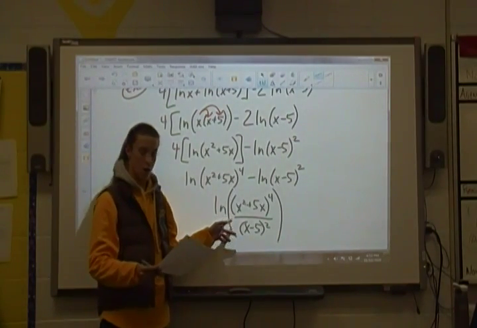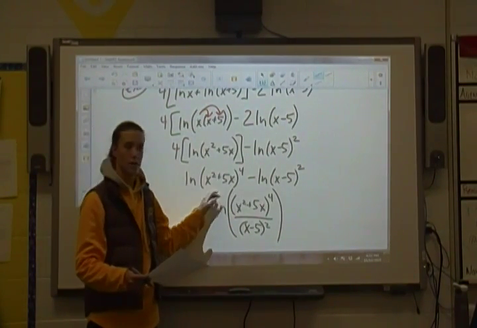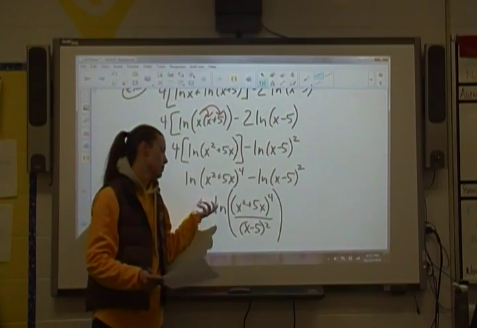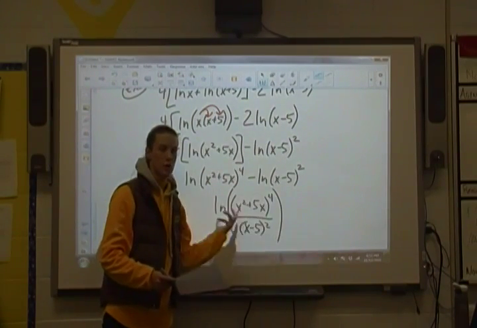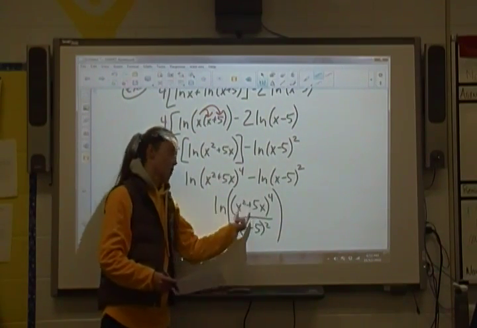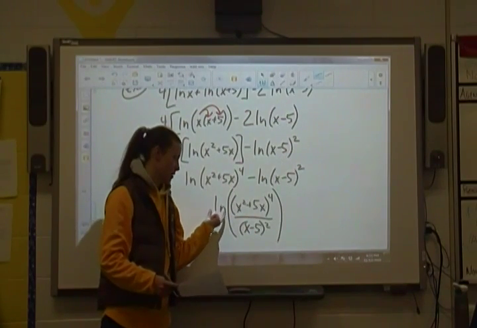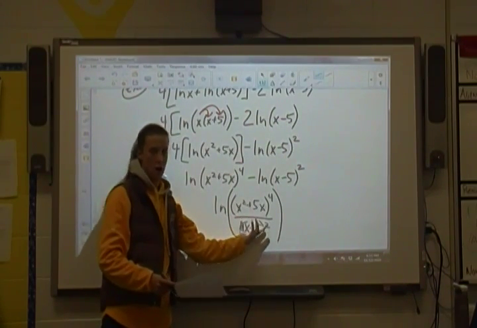Looks really crazy, I know. Make sure that your natural log is not on the numerator of your fraction. It's the natural log of this. So just be clear that that's not a part of your fraction. That is outside, and you're taking the natural log of this expression.